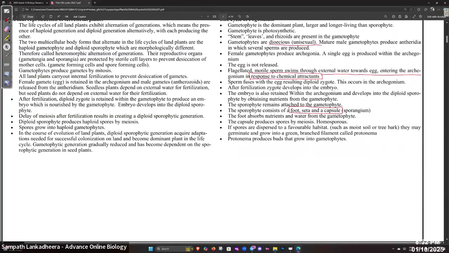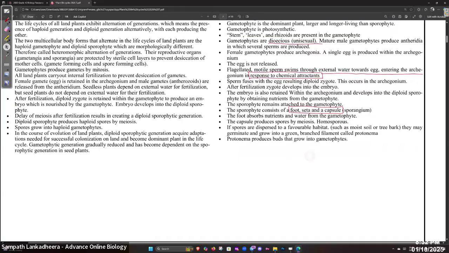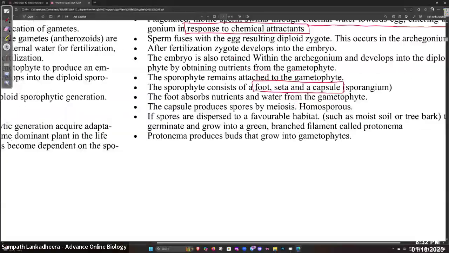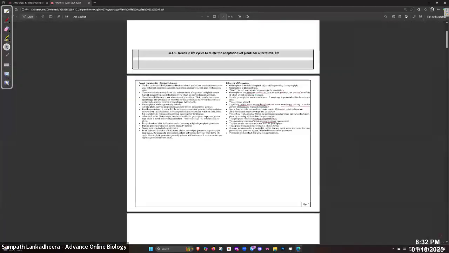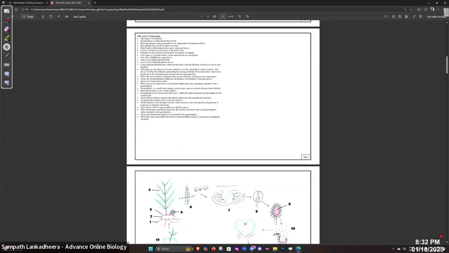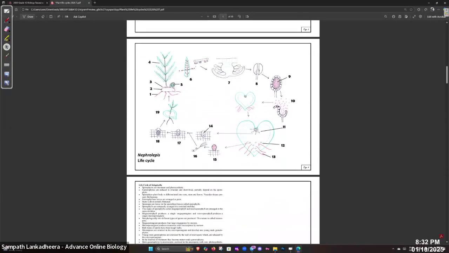The foot absorbs nutrients and water from the gametophyte. The capsule produces spores by meiosis. Homospores. If spores are dispersed into a favorable habitat, then they germinate. Protonema produces buds that grow into gametophytes. So that's it. So we have to go to the next life cycle.